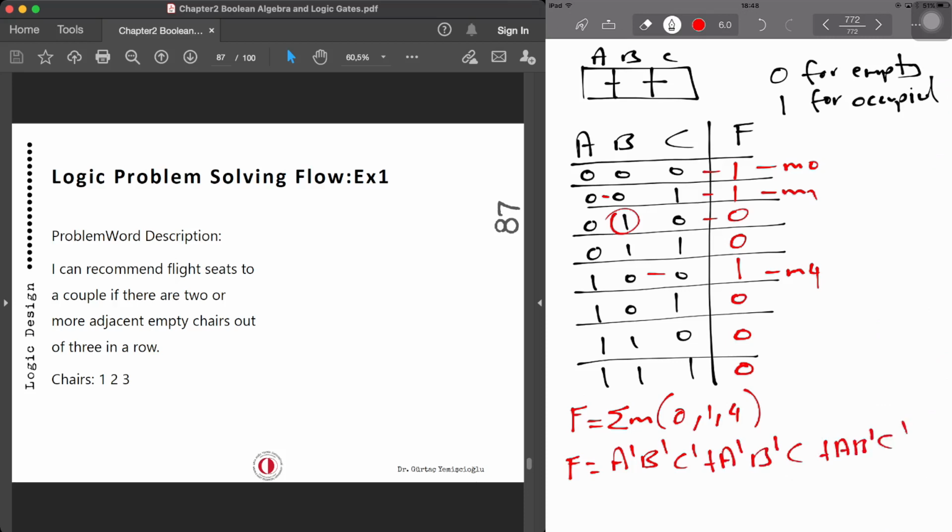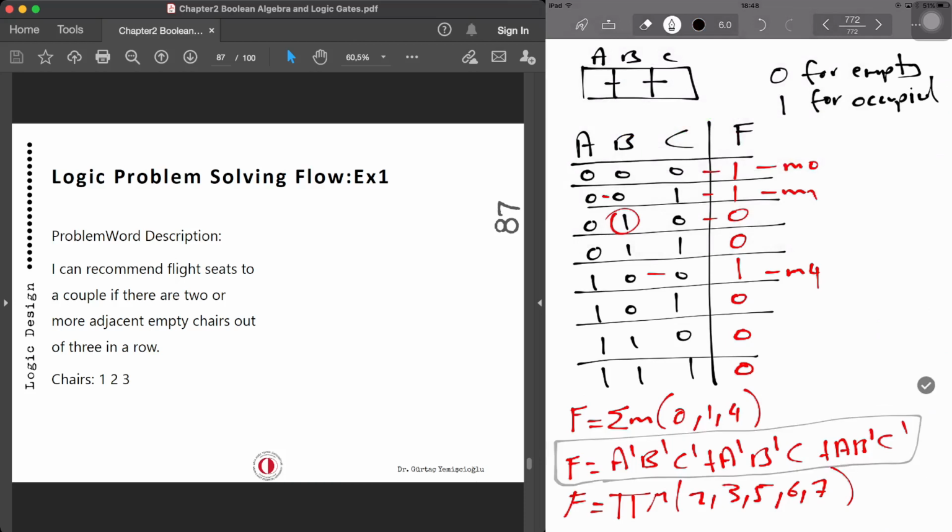And if you want, you can also write the maxterms for the canonical standard product form. So this is going to be 2, 3, 5, 6, and 7, and we can write those products as well. So in the end, this is how we can end up with an expression, and we can easily implement this expression using logic gates as we have seen: AND, OR, and inverter gates.